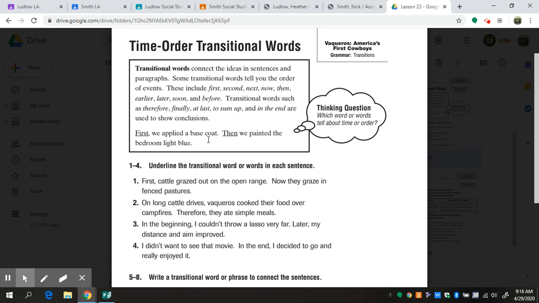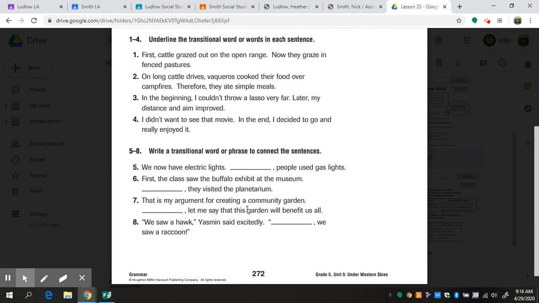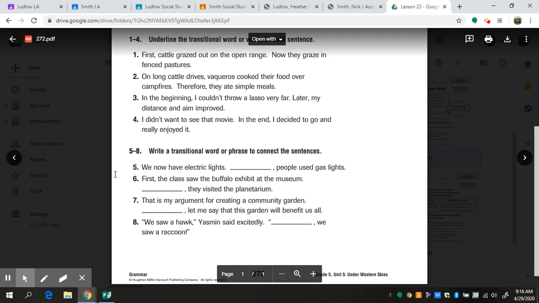First, we applied a base coat, then we painted the bedroom light blue. These are the words that you guys are very familiar with using. Since first grade, we've been telling you to construct your writing first, next, then last. Those are all time order transitional words. So let's look at the activity on this page so I can do 2 examples for you, and then you can do the rest on your own.